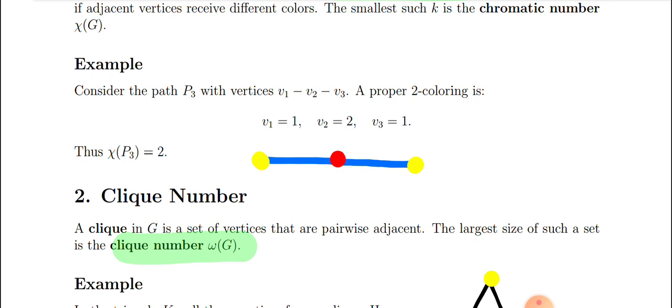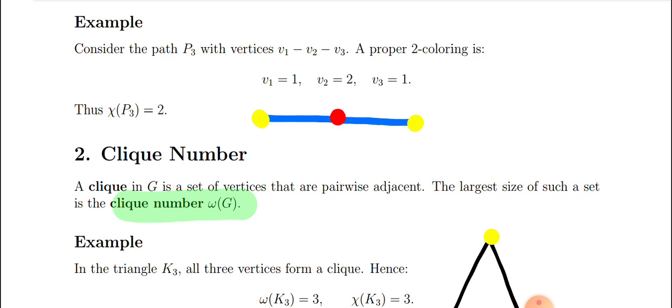Now we get to v3. It's only connected to v2, which is color B. Which means it's free to reuse color A. There's no conflict. So the pattern is A, B, A. And there you have it. We colored the whole thing with just 2 colors. We obviously couldn't do it with 1, so the chromatic number of P3 is 2. It's 2. And that simple example sets the stage for everything else we're going to talk about.